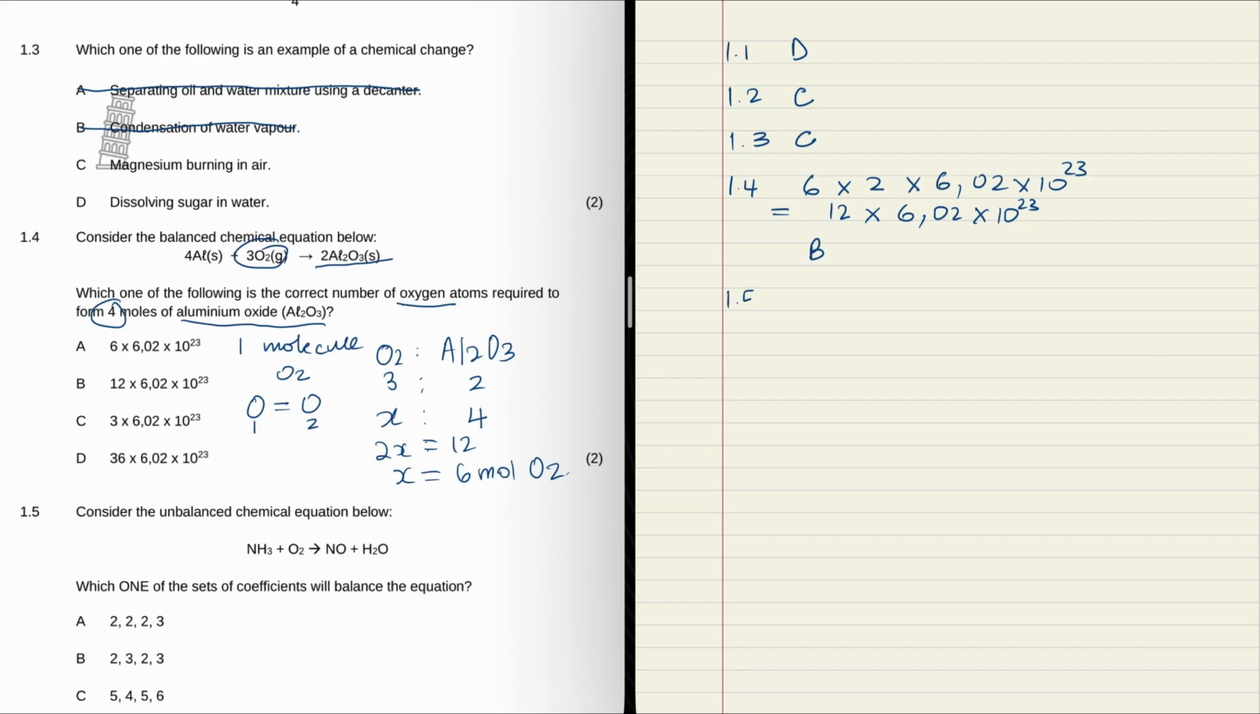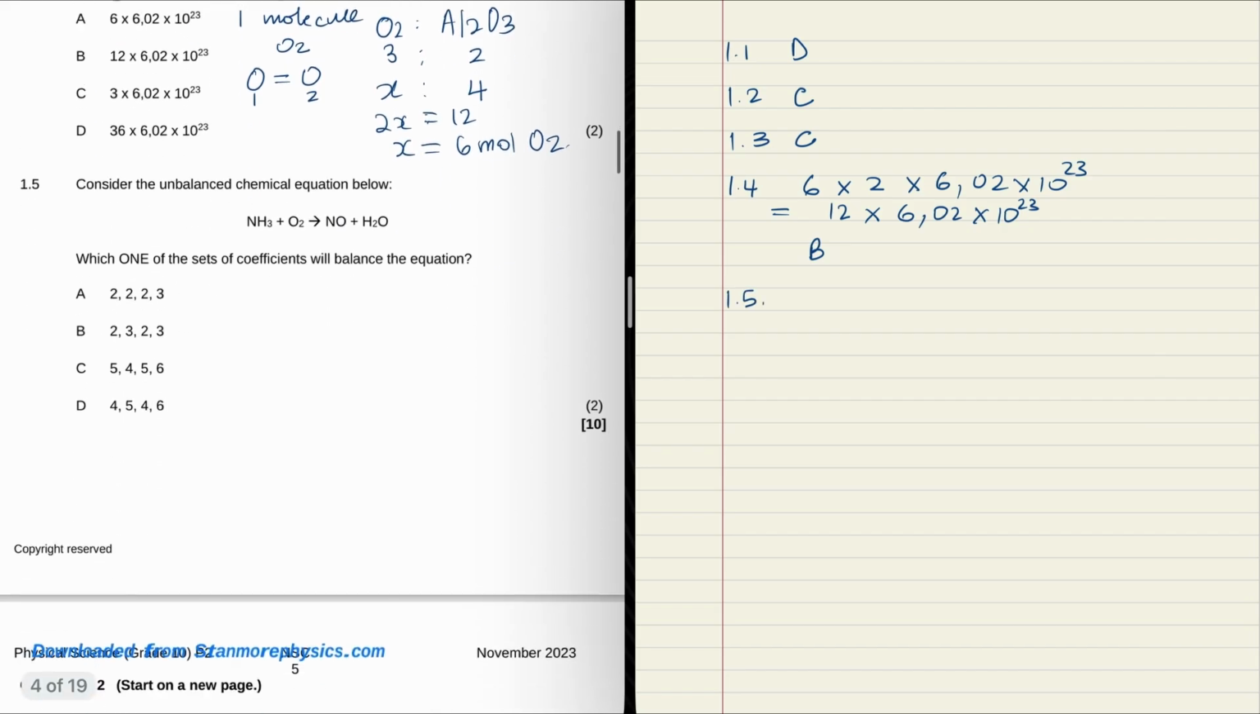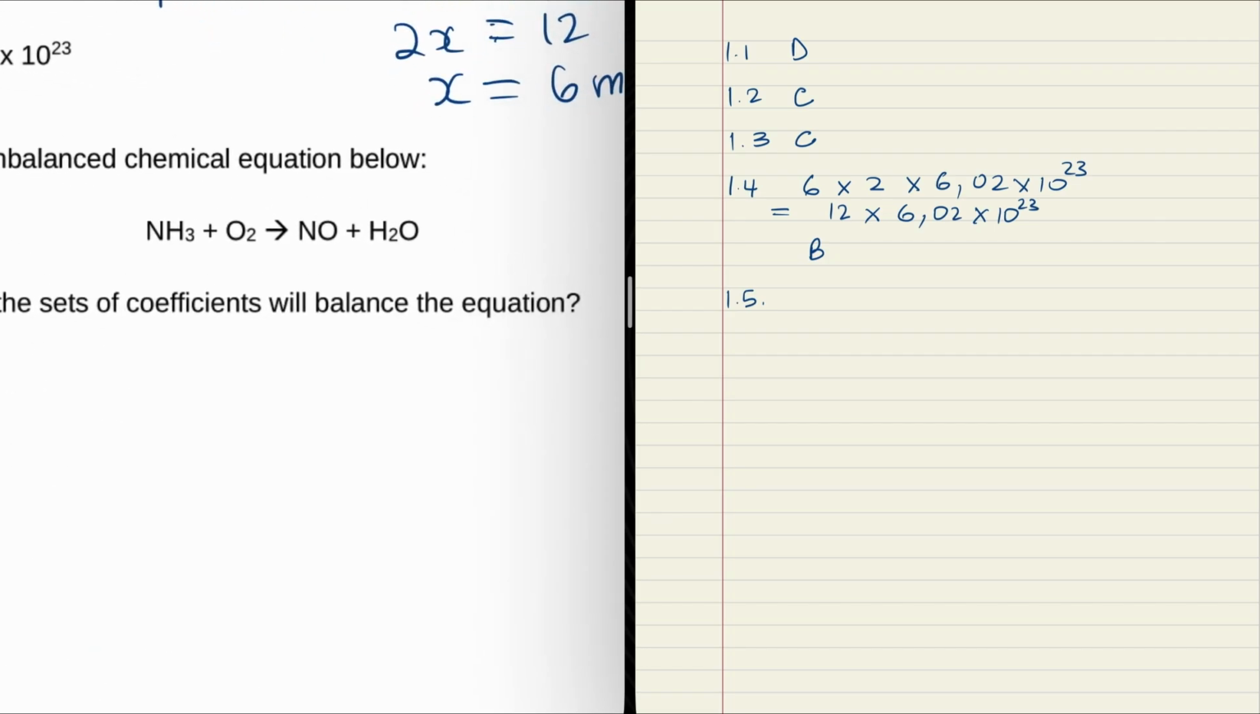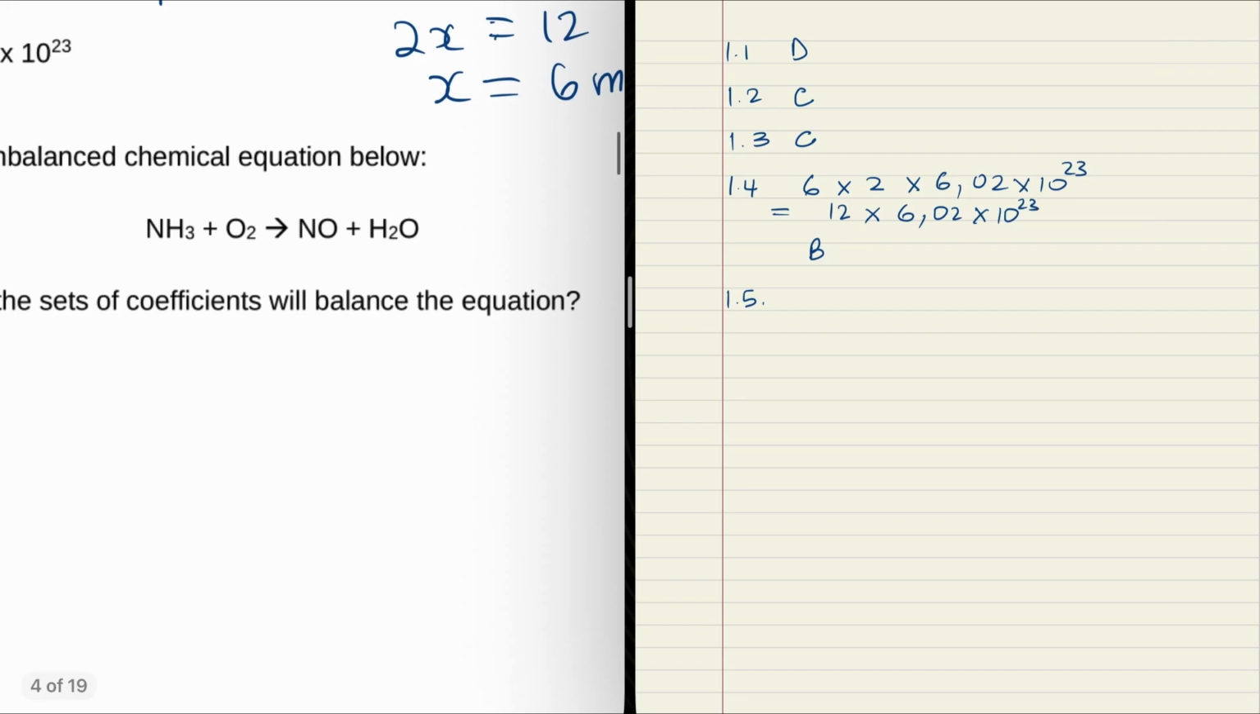Moving on now to question 1.5. Consider the unbalanced chemical equation below. Which one of the sets of coefficients will balance the equation? So here we can simply just do it here. First thing we can do is let's try and balance the nitrogens. So we have 1 nitrogen here, we have 1 nitrogen here.